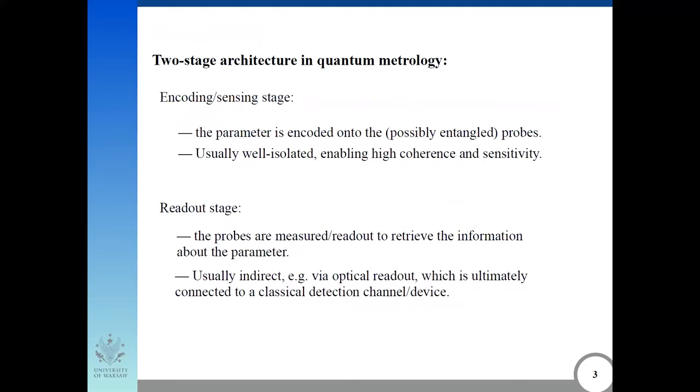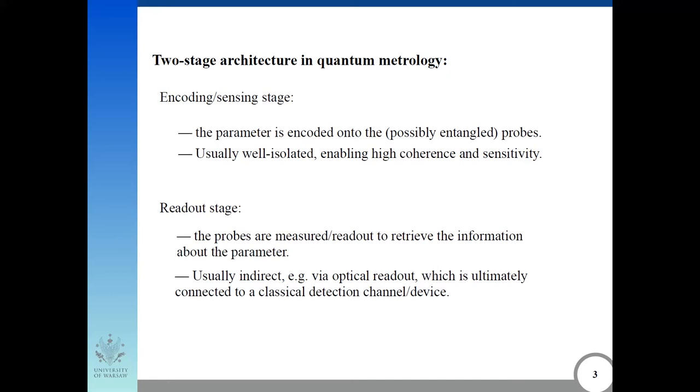On the practical side, these quantum sensors have two stages. The first stage is the encoding stage, or the sensing stage, where you feed in your prepared probe states, which could be entangled, to sense the parameter. For example, you put it into the field. Usually this is done in a way that is well protected from noise from the environment, such that you have high coherence and high sensitivity.